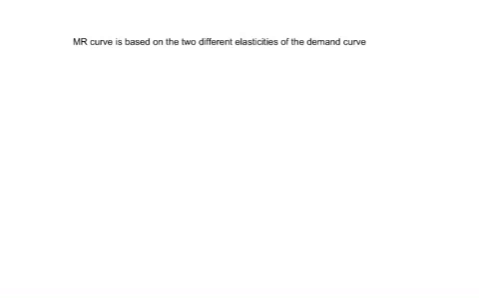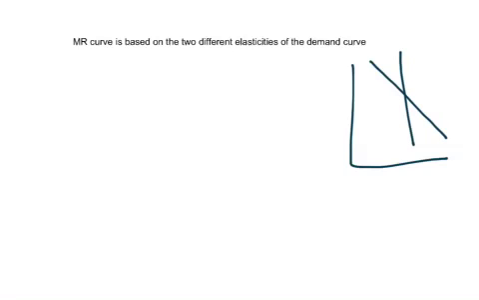So we're going to sum up some of the important facts about the MR curve. First of all, the marginal revenue curve is based on the two different elasticities of the demand curve. So the reason why we have the gap for the marginal revenue curve is that it's almost as if we have two different demand curves. In other words, if we think about drawing the demand curve, we have an elastic demand curve and then we have an inelastic demand curve.